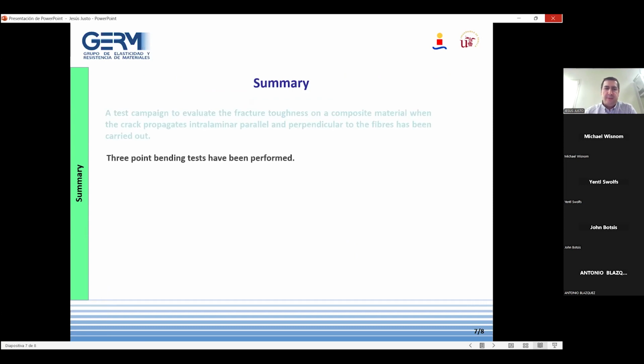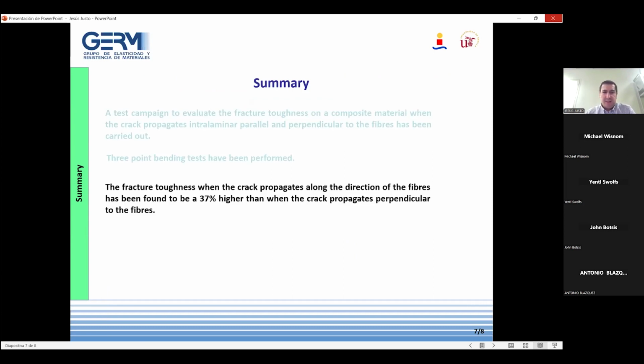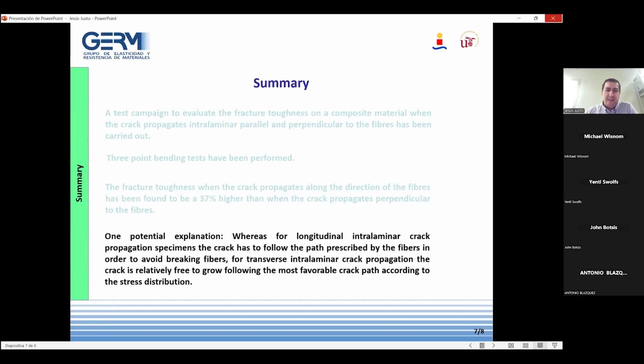So we have performed a test campaign to evaluate fracture toughness when the crack propagates intralaminar, parallel and perpendicular to the fibers, using three-point bending tests. The fracture toughness when the crack propagates longitudinally is 37% higher in our case than when the crack propagates perpendicular to the fibers. And one potential explanation is that whereas for longitudinal intralaminar crack propagation specimens, the crack has to grow following the path prescribed by the fibers in order to avoid breaking fibers, for transverse intralaminar crack propagation, the crack is relatively free to grow following the most favorable crack path according to the stress distribution.